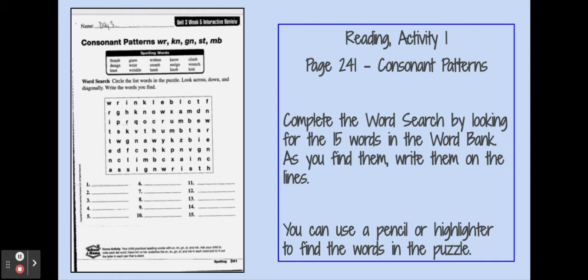There's 15 words. All the words are scrambled in the word search in the middle. They're looking across, down, and diagonally. As they find the words, they can write them on the bottom. Your student can use whatever they need to find the words. They can use pencil, highlighter, crayon to help them see the difference with the letters if they need, just as long as they write the words on the bottom.